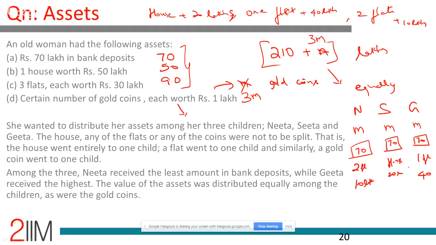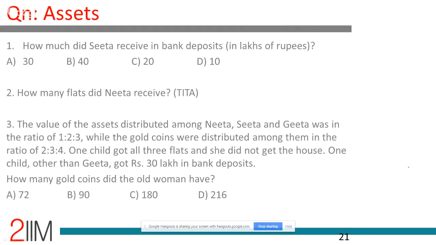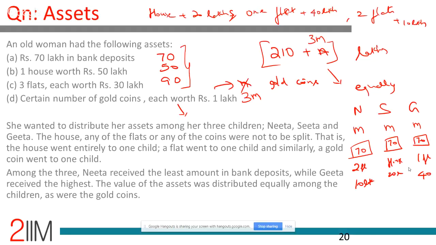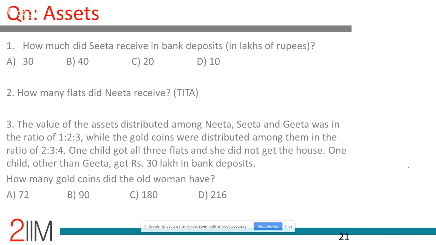So all we need to do is read the question and answer them. Done. The whole puzzle has been cracked. How much did Sita receive in bank deposits? Sita received 20 lakhs. Done.